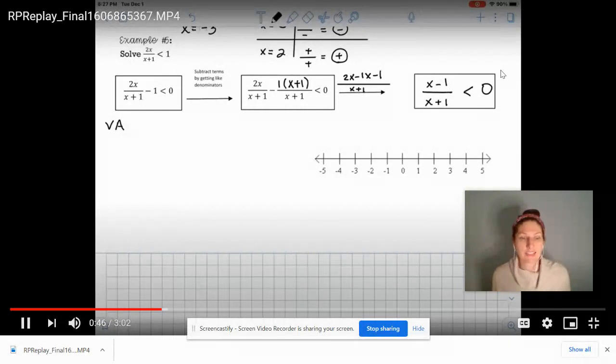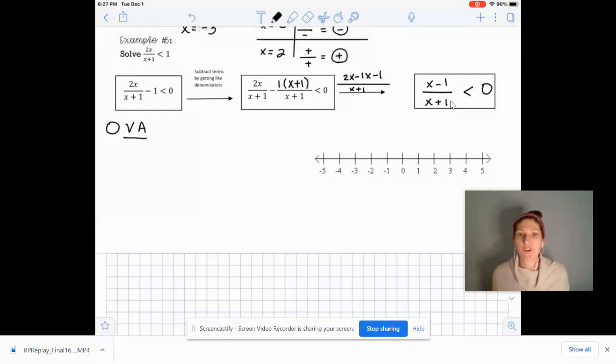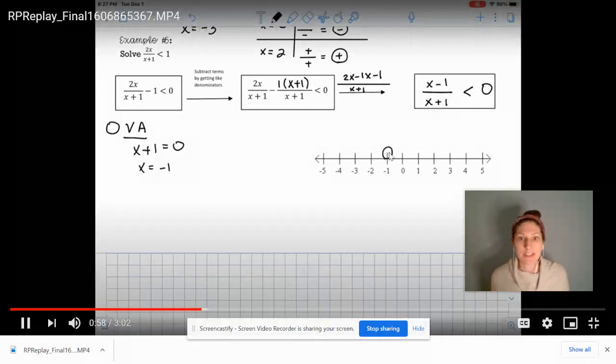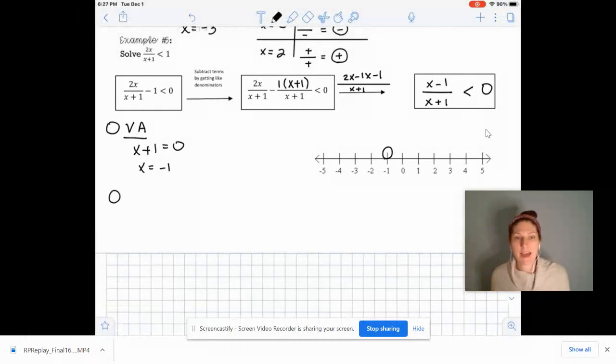So my vertical asymptote I will find by setting the denominator equal to 0. Vertical asymptotes are always open circles, always, always, always, always. So at -1, I'm going to have an open circle. Next, I'll find my x-intercepts or my zeros. So I'll set the numerator equal to 0 and solve for x.